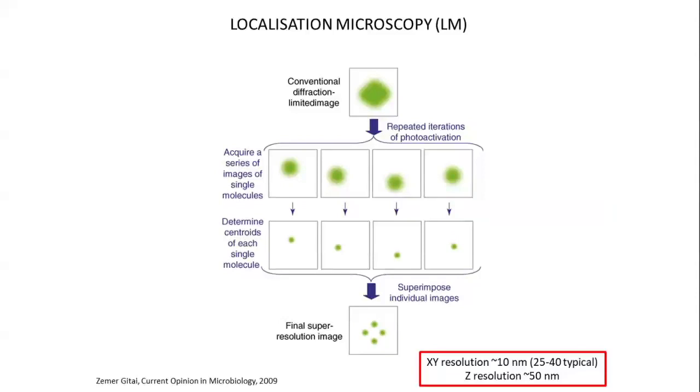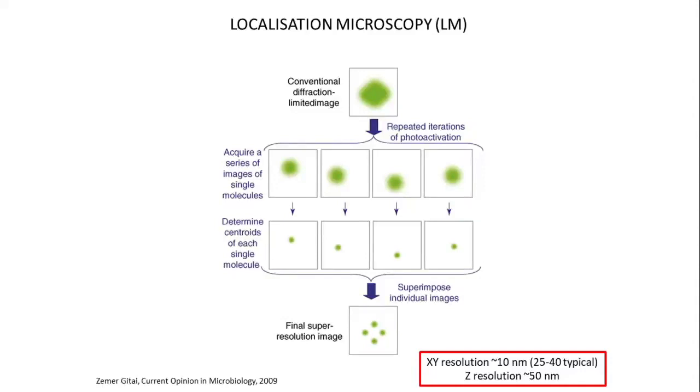We can tell you in XY where this thing is to within sort of 10 nanometers fairly routinely. And then we do that for everything. And then we take those 4 individual images and put them together to get the final output super resolution imaging.